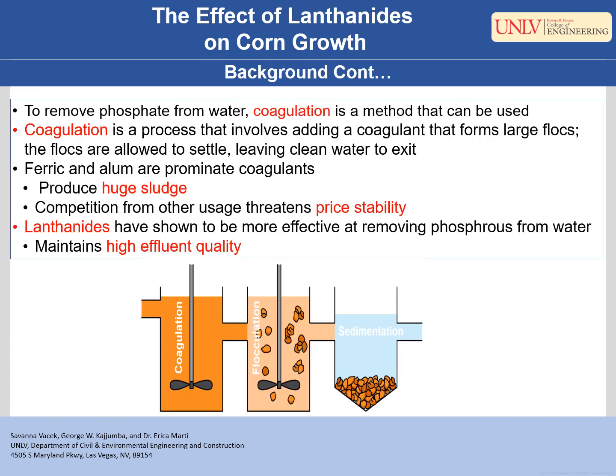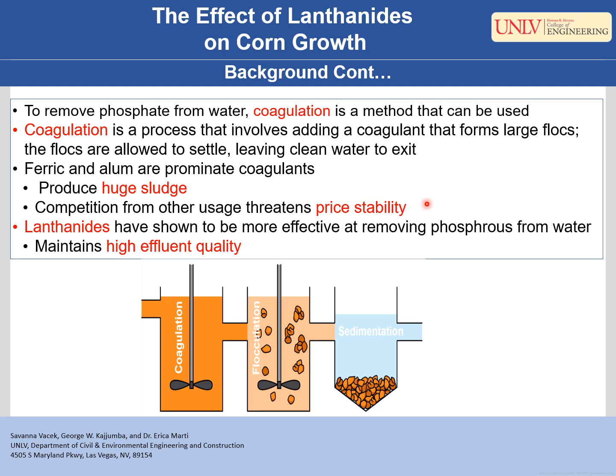To remove phosphate from water, coagulation is a method that can be used. Coagulation is a simple process that involves adding a coagulant that forms large flocks. The flocks are then allowed to settle, leaving clean water to exit. Ferric and alum are prominent coagulants to remove phosphate from a solution. However, there are downsides to using these coagulants. A large amount of sludge is produced when using them, and competition from other usage threatens their price stability.